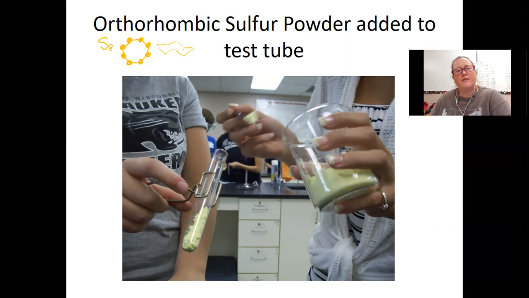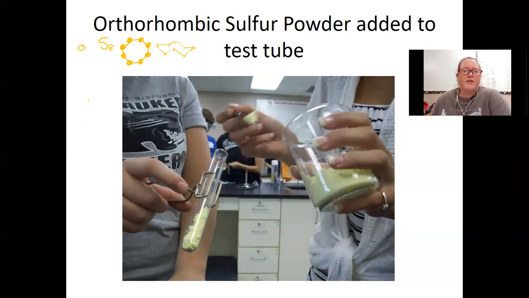1, 2, 3, 4, 5, 6, 7, 8. I don't even know if I have 8 there, but it would kind of look like that. But they're 8-ringed structures. So to represent this ringed structure of a sulfur molecule, I'm just going to use a circle.